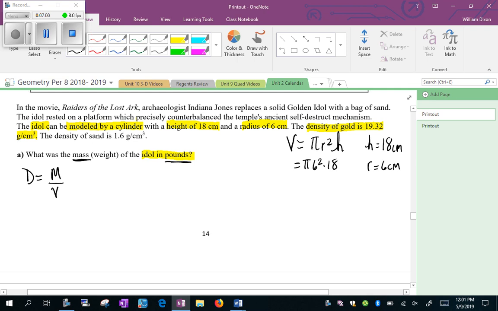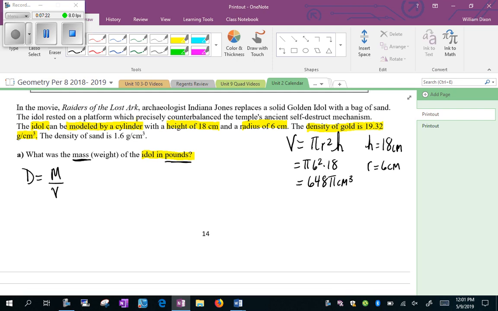Now I can plug this all into my calculator. 6 squared, 36, times 18, and I'm going to get 648 pi centimeters cubed. Okay, now I can start plugging into my density formula.